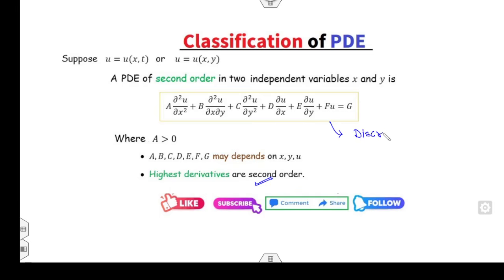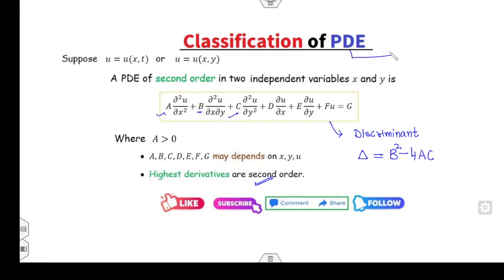Then we can define the discriminant. We can find the discriminant of the second order partial differential equation, which I denote by delta, and it is called b square minus 4ac, where b is the coefficient of del square u by del x del y, and similarly for a and c.